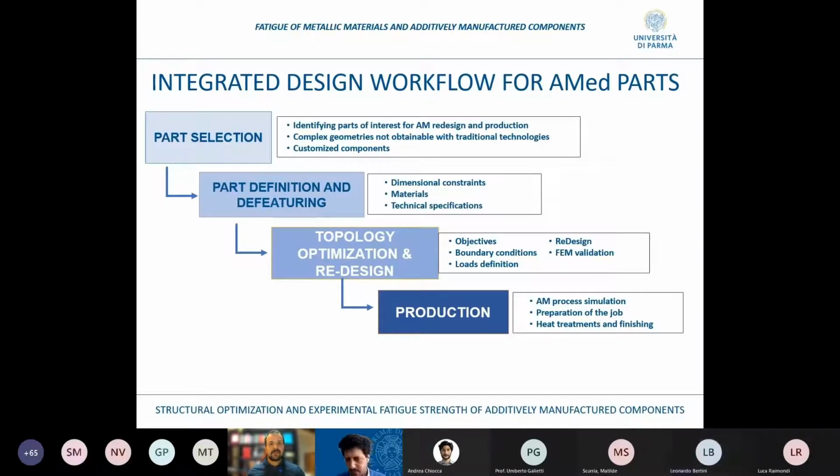The last step that we have set up, and we are performing right in this period, is the laboratory testing and evaluation of the mechanical properties of the real produced component.